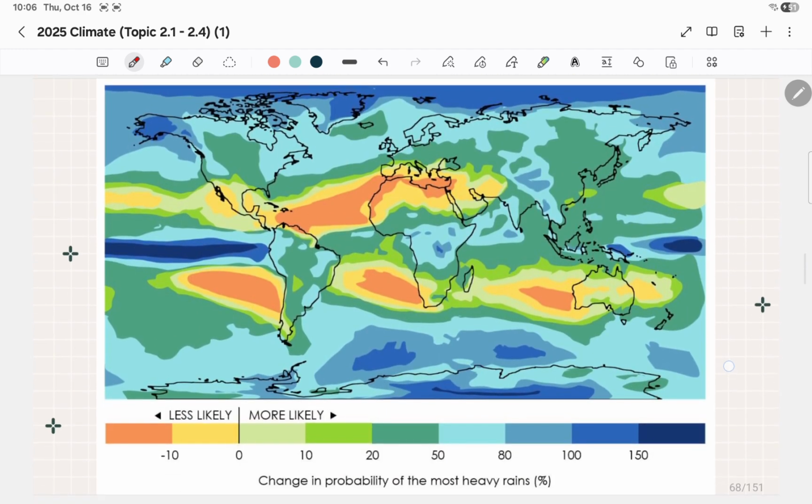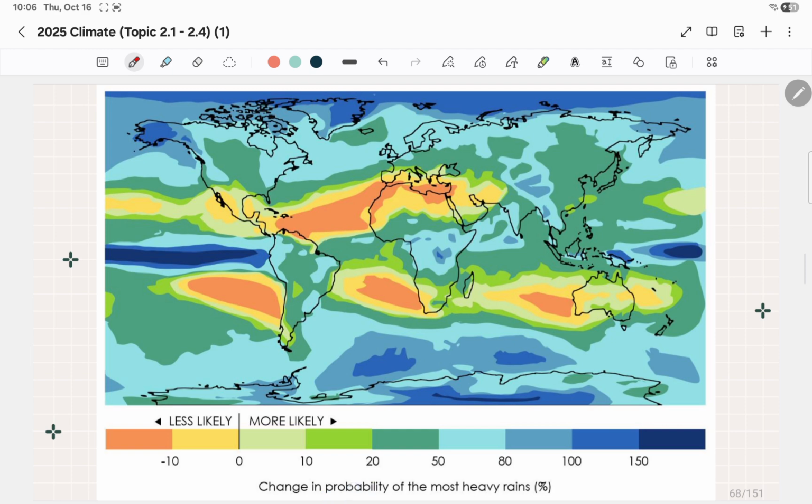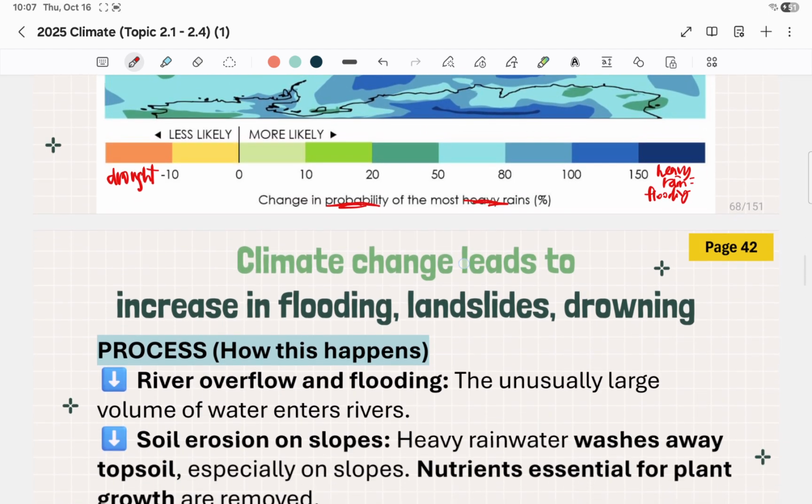Okay, so this here is a picture to show you the probability of heavy rains. So I see this is less likely for rain, this one here likely will have drought, this here likely will have heavy rain and also eventually lead to flooding. So which are these places? You see the places that are in dark blue: some places in Southeast Asia, okay, more rain; parts of South America, okay, more rain; and then here this is the region in Africa that they mentioned, right.